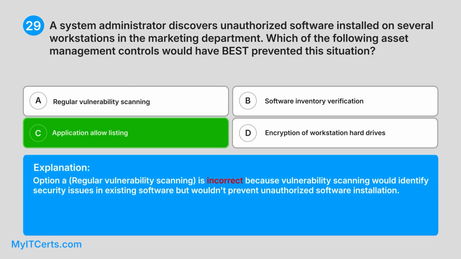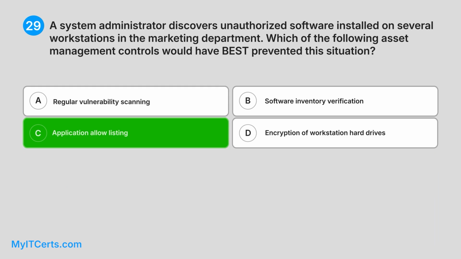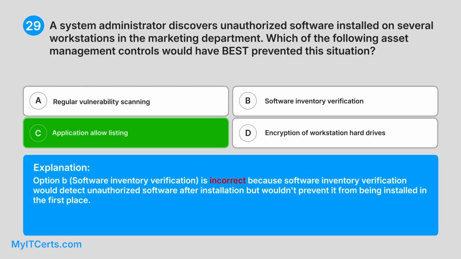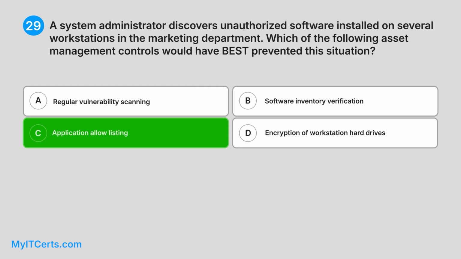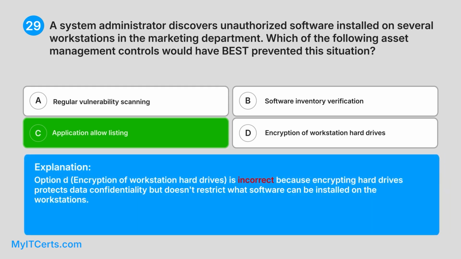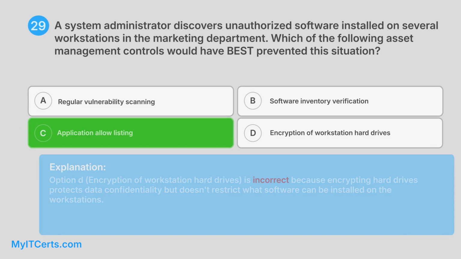Option A, regular vulnerability scanning, is incorrect because vulnerability scanning would identify security issues in existing software but wouldn't prevent unauthorized software installation. Option B, software inventory verification, is incorrect because software inventory verification would detect unauthorized software after installation, but wouldn't prevent it from being installed in the first place. Option D, encryption of workstation hard drives, is incorrect because encrypting hard drives protects data confidentiality, but doesn't restrict what software can be installed on the workstations.